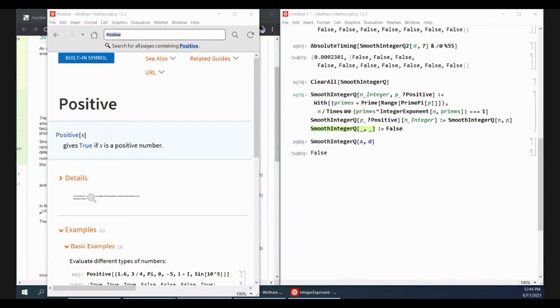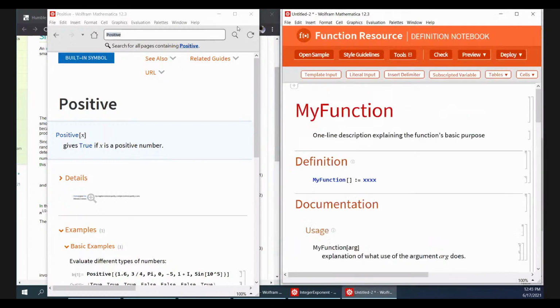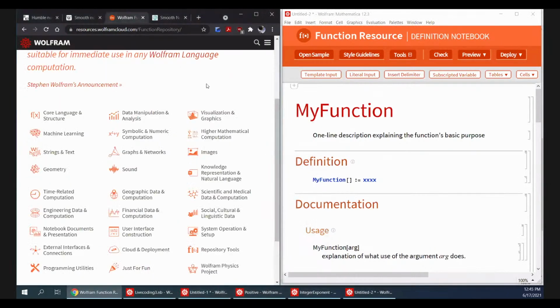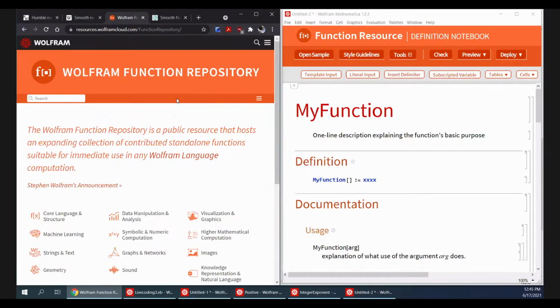Before we get into that, why don't we go over to the function repository and talk a little bit about it, just so people aren't aware of what it is, we can kind of look at it. Yeah, good idea. This is what the function repository is. It's one of our resources.